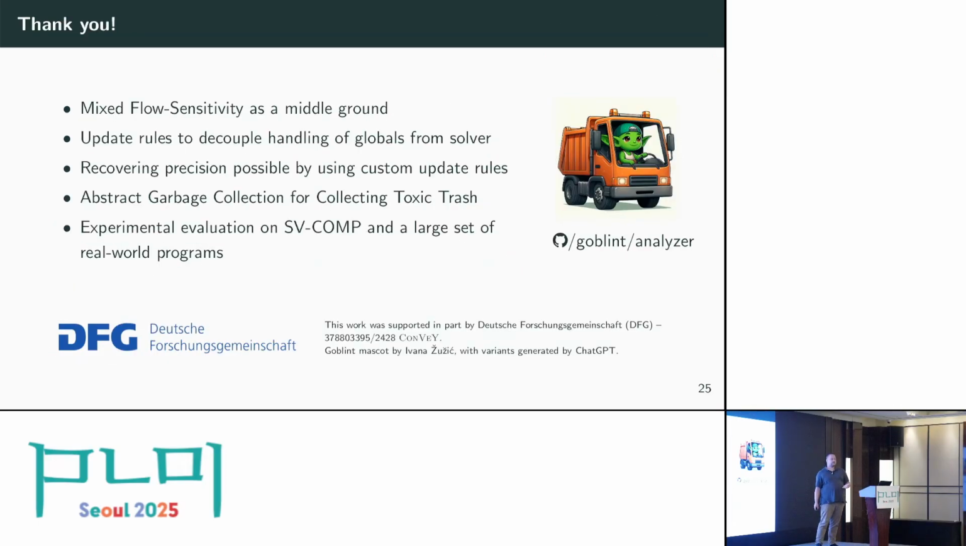So to sum things up, we have seen that mixed flow sensitivity is a nice middle ground between flow sensitivity and flow insensitivity. We have seen that one can use update rules to decouple the handling of globals from the rest of the solver infrastructure. We have seen update rules that can recover precision. And we have also seen a technique for abstract garbage collection that takes out the toxic trash. And finally, we have taken a look at the experimental evaluation on SVComp. And in the paper, we also consider a large set of real-world programs. So with that, I'd like to thank you for your attention, and I look forward to any questions.